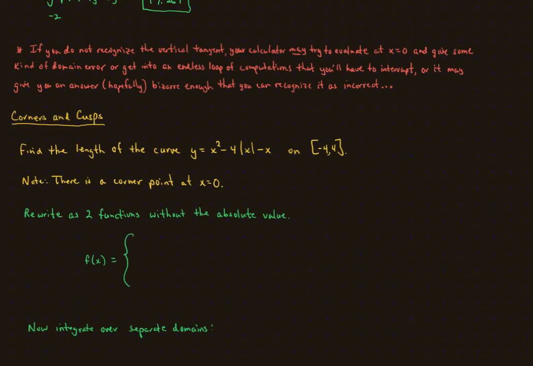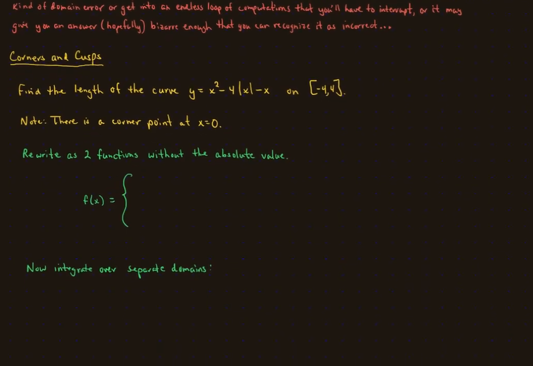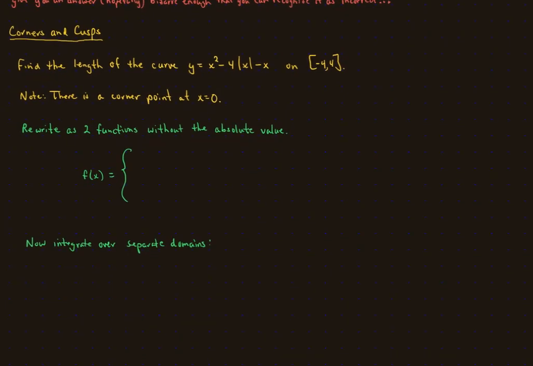a function of y. Now, corners and cusps are also going to have undefined derivatives, and so we're going to have to figure out workarounds for them as well. So we'll first talk about corners, and we'll have to postpone our discussion about cusps until we learn a little bit more later. So if we look at the length of the curve y equals x squared minus 4 absolute value of x minus x on the interval from -4 to 4, we know that there's going to be a corner point at x equals 0. And that's because of that absolute value.